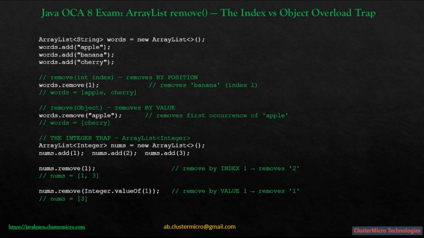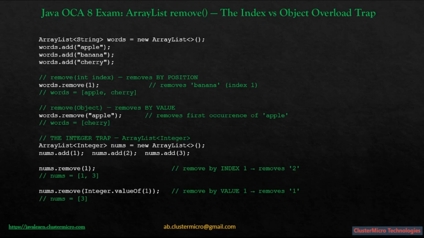Then words.remove("apple"), remove with a string argument, removes by value. It searches the list for the first element equal to apple and removes it. The list is now just cherry. For a string array list, this is clean and unambiguous: an int is clearly an index, and a string is clearly a value, so there is no confusion.